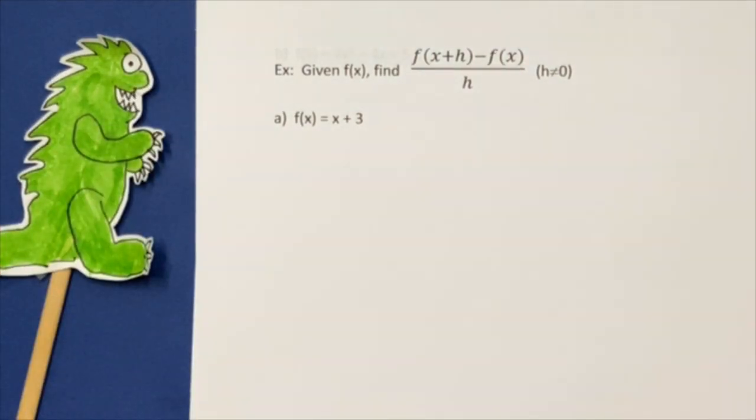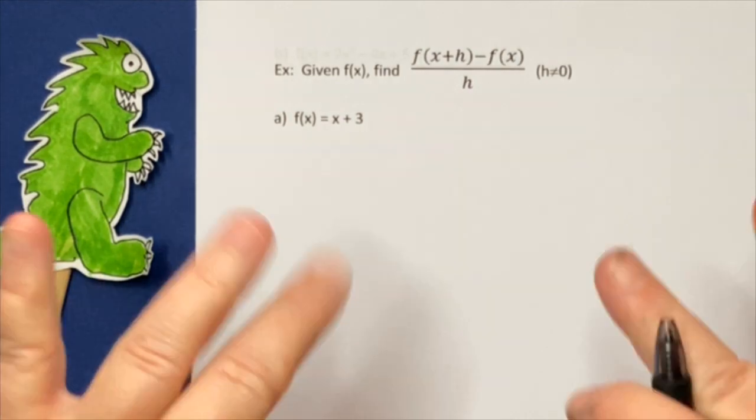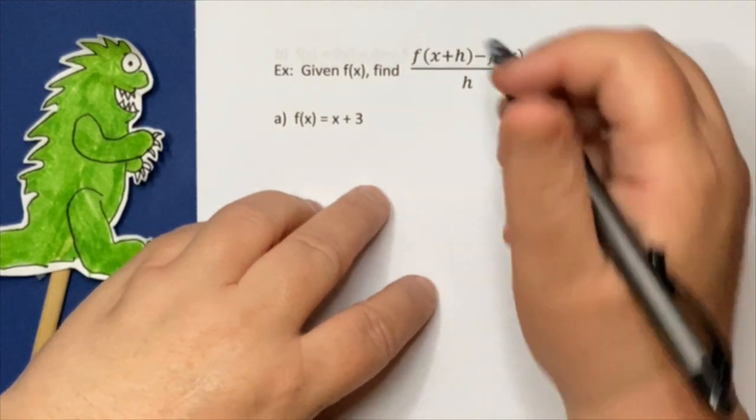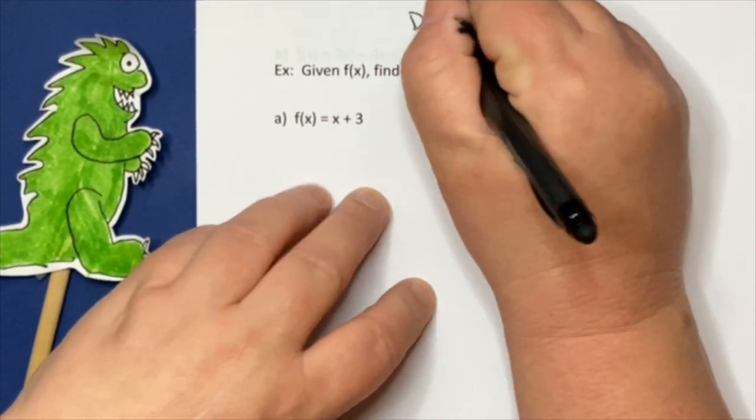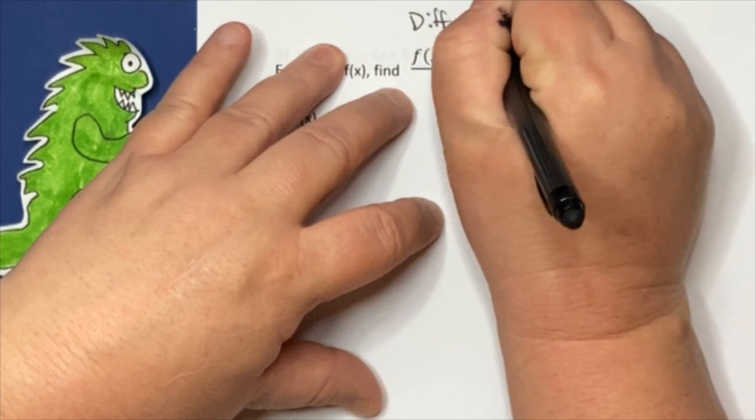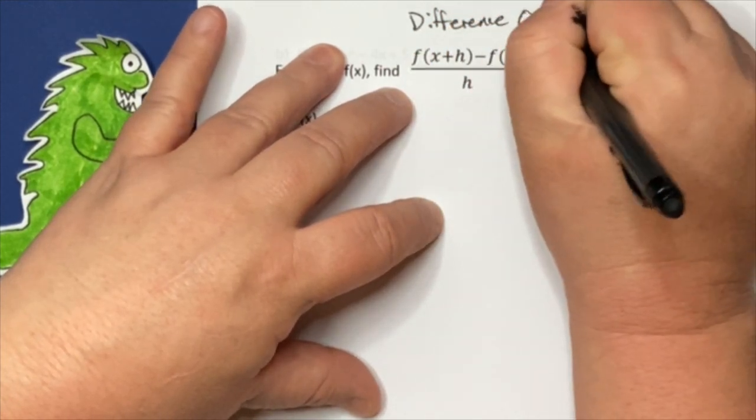Welcome back. Tonight we're going to be working with function notation and working with a very particular construction called the difference quotient. So this right here is referred to as the difference quotient.